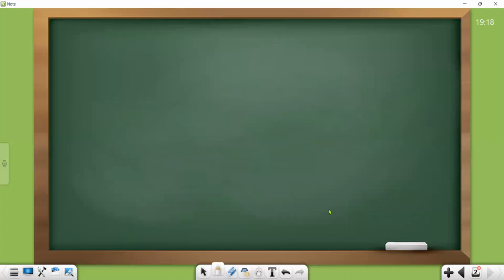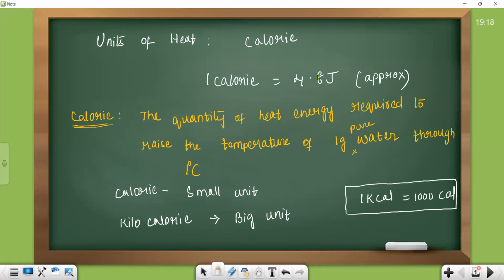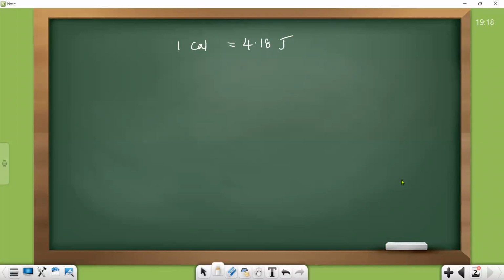Okay. So as we have seen, 1 calorie is equal to 4.18 or 4.2 joule. Then 1 kilocalorie is equal to 4180 joule or 4200 joule. So you can consider 4.18 or 4.2.